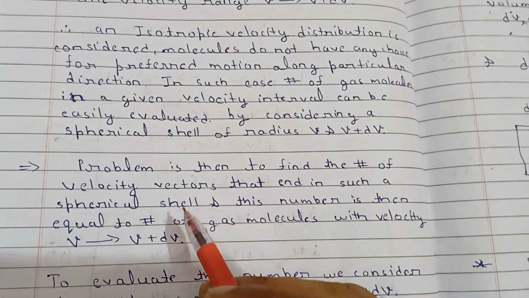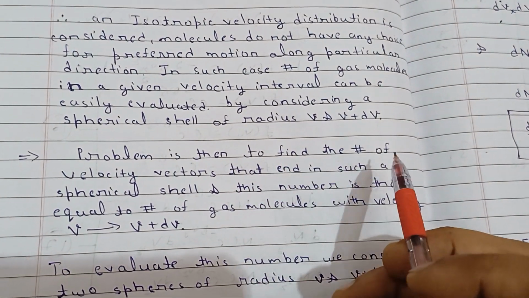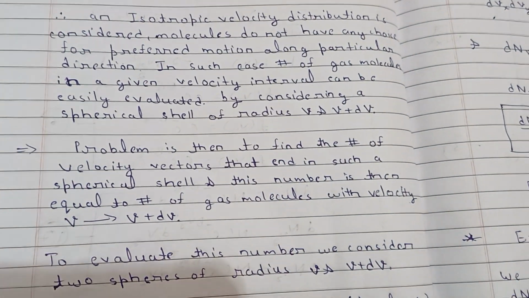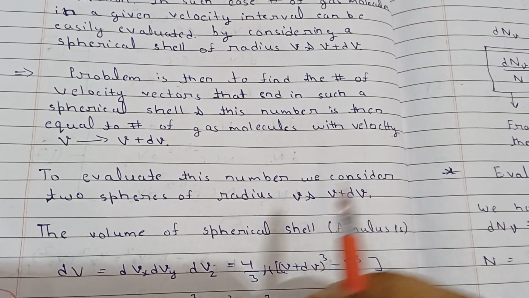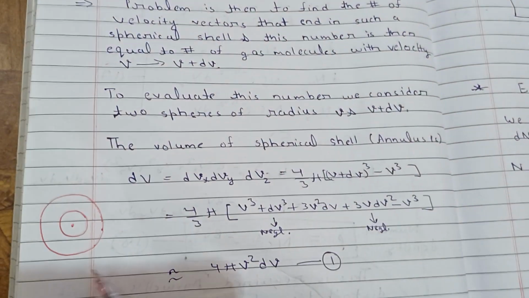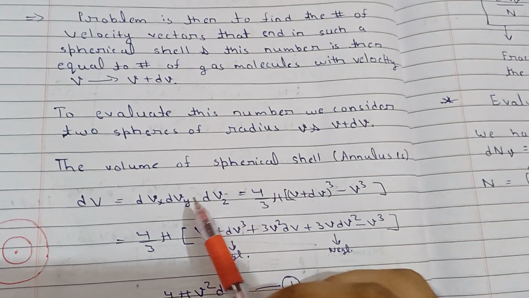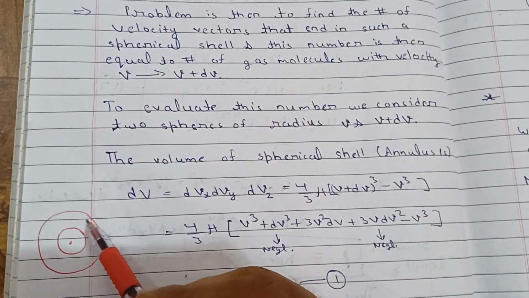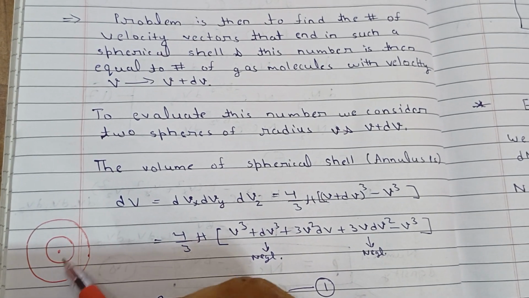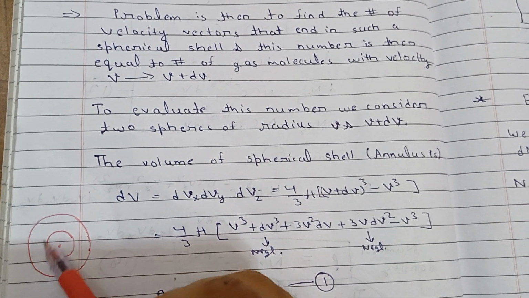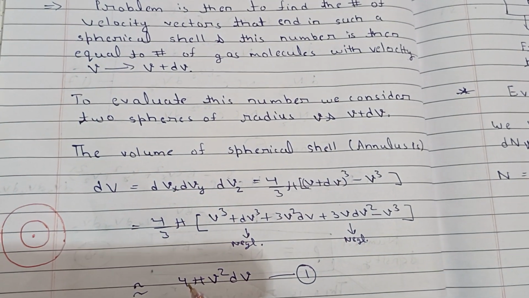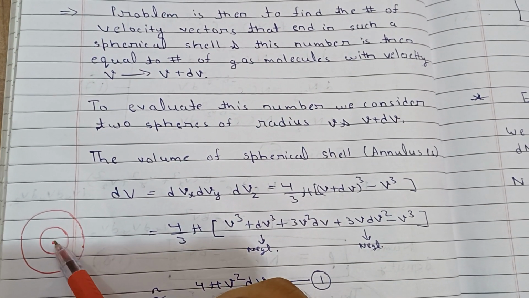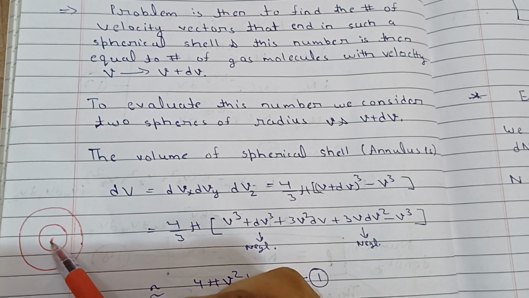Now what is the problem? The problem is then to find the number of velocity vectors that end in such a spherical cell, and this number is then equal to the number of gas molecules with velocity between v and v plus dv. Now to evaluate this number, we consider two spheres of radius v and v plus dv. As I told you, we consider these spheres. And the volume of the spherical cell, what is the volume of this annular region? We can write it in two terms, in Cartesian coordinates and spherical coordinates. In Cartesian it will be dvx dvy dvz, and this volume will be given by this complete volume minus this initial volume for this sphere.